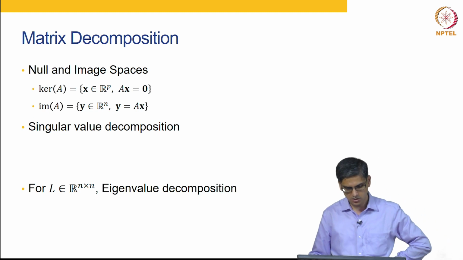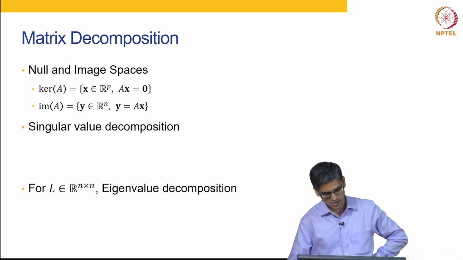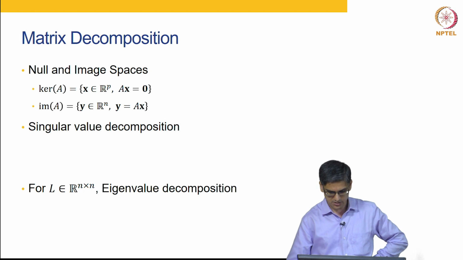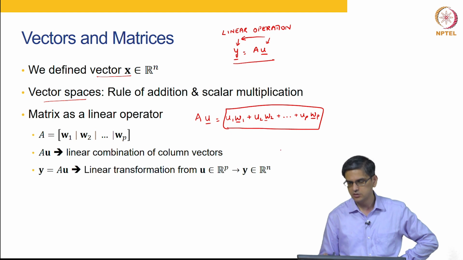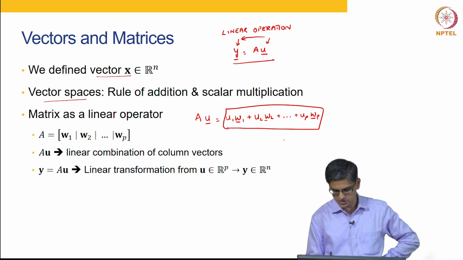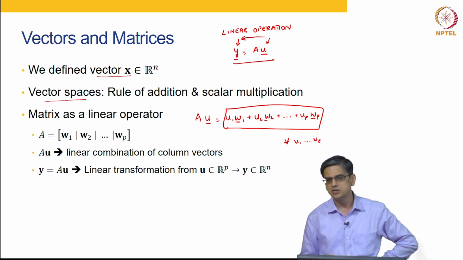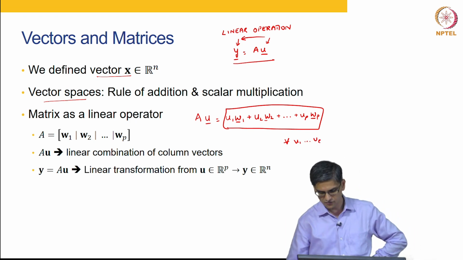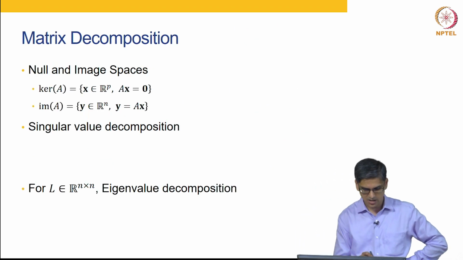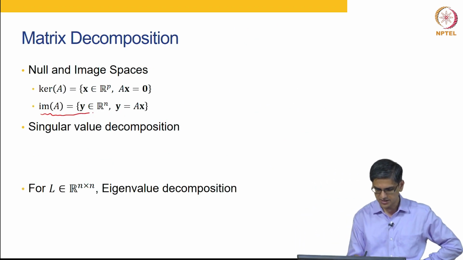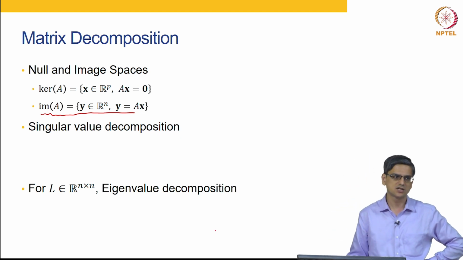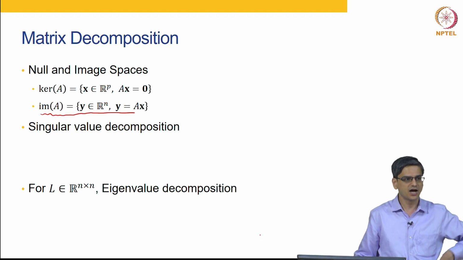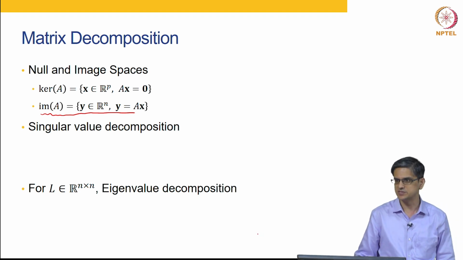Then we talked about null spaces and image spaces. Image space is also known as column space. So, if you look at this particular linear combination, and you consider all possible u1 to up values, then the entire span of those vectors becomes the image space. And then we took certain examples, and we said that the image space is a subspace of the output space, or subspace of the codomain space.